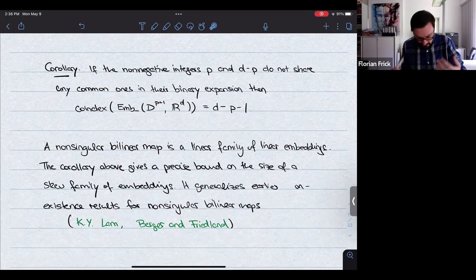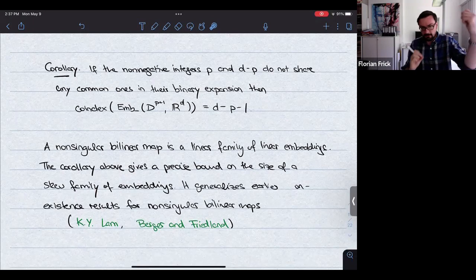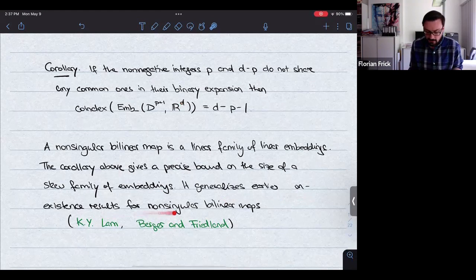So what have we done here? A non-singular bilinear map is the same thing as, you can intuitively think about it as, a linear family of linear embeddings. The first entry is a linear family, and then the second entry gives you linear embeddings. And the corollary above gives a precise bound for skew families, meaning Z mod 2 equivariant families, that's less than being linear, of embeddings. And these bounds generalize earlier non-existence results for non-singular bilinear maps.